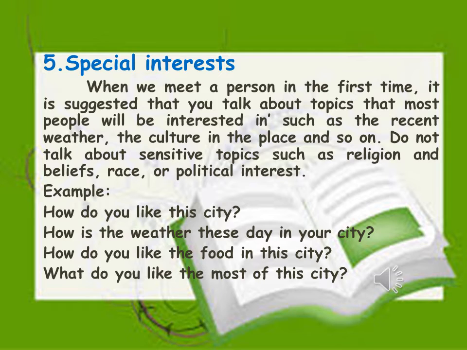Example, how do you like this city? How is the weather these days in your city? How do you like the food in this city? What do you like the most about this city?